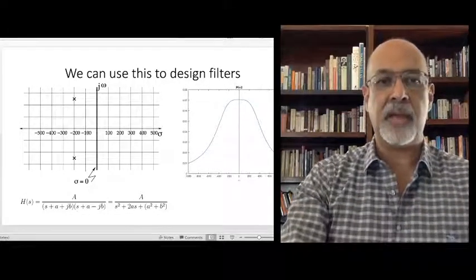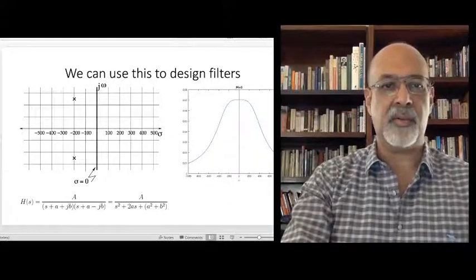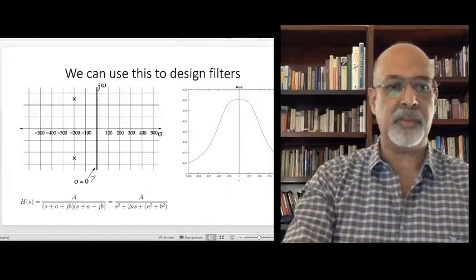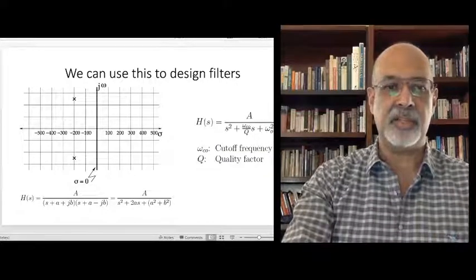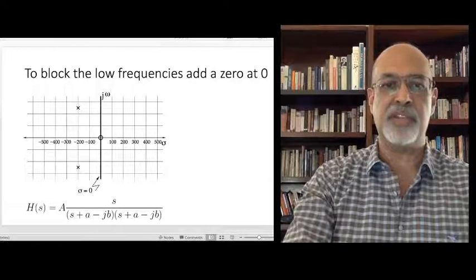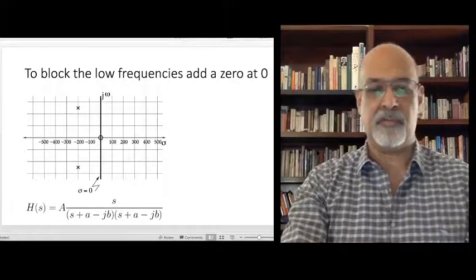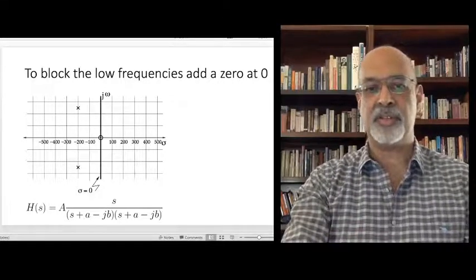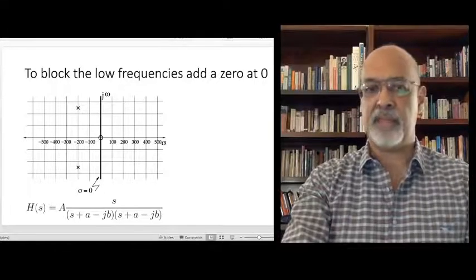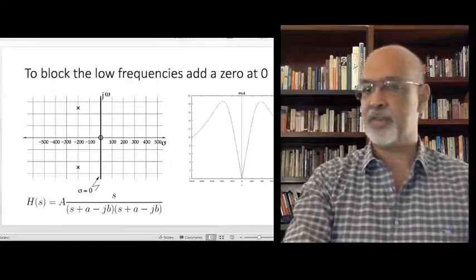So now if I wanted to get rid of a particular frequency, what I can do is put a 0 at the origin. Now if I put a 0 at the origin for this particular set of poles, the way I put a 0 at the origin is I put an s in the numerator, and that means that I have a 0 at the origin, right? And if I plot this, this is what I get.